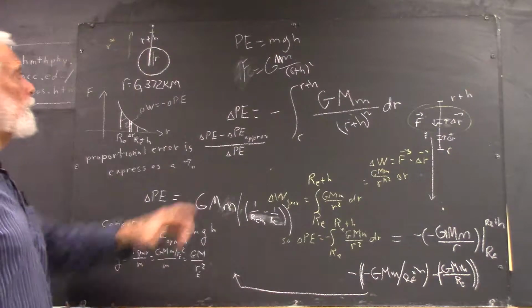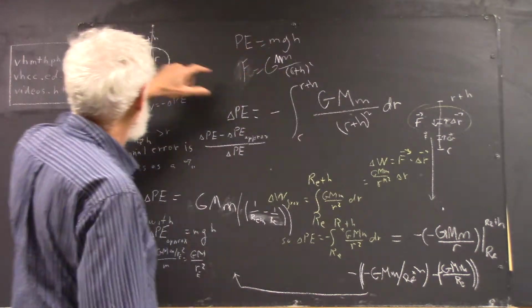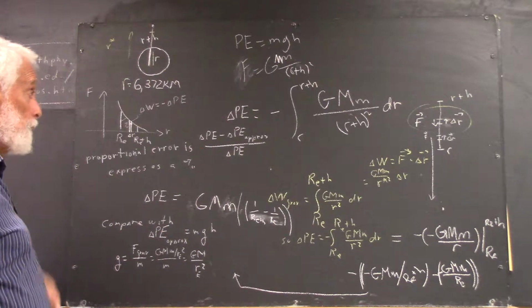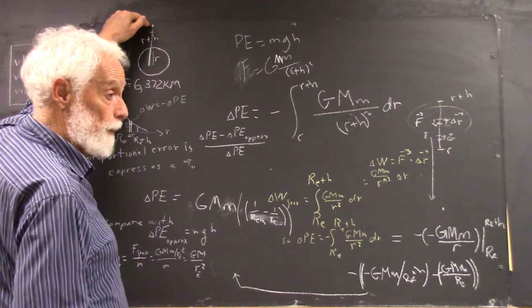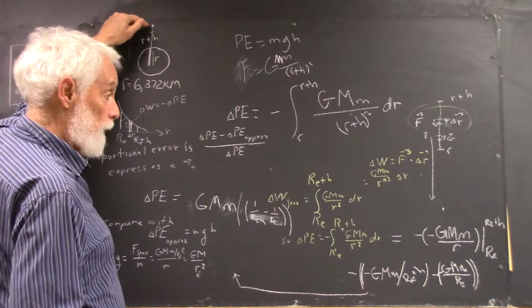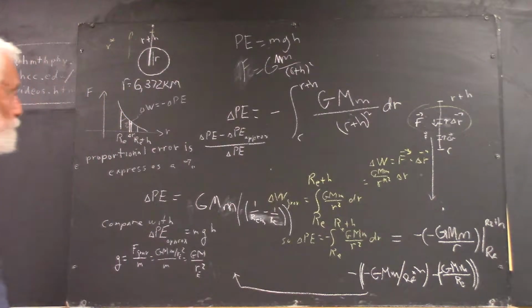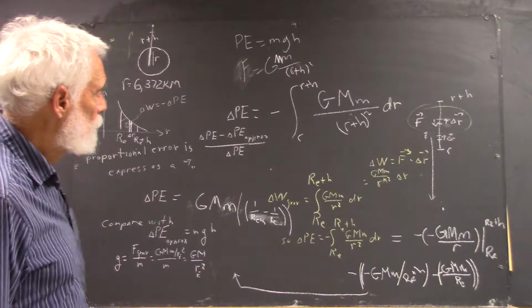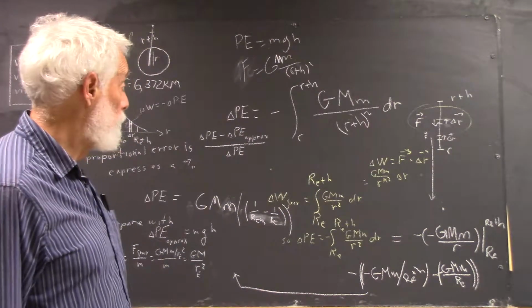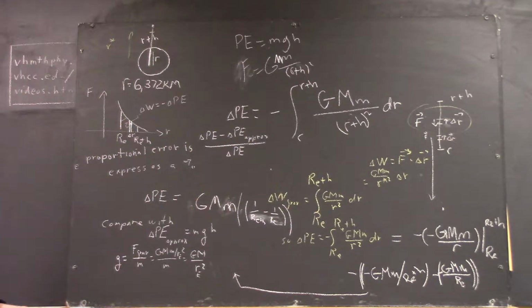Okay, so we've got this MGH, but what we have to do to compare this with what you get from the accurate result, we have to calculate the change in potential energy from here to here, taking account of the decreasing gravitational force. Now, the first thing somebody did was write down this integral here. Okay, that's quite a good attempt. It isn't quite right, but it's a very good attempt.